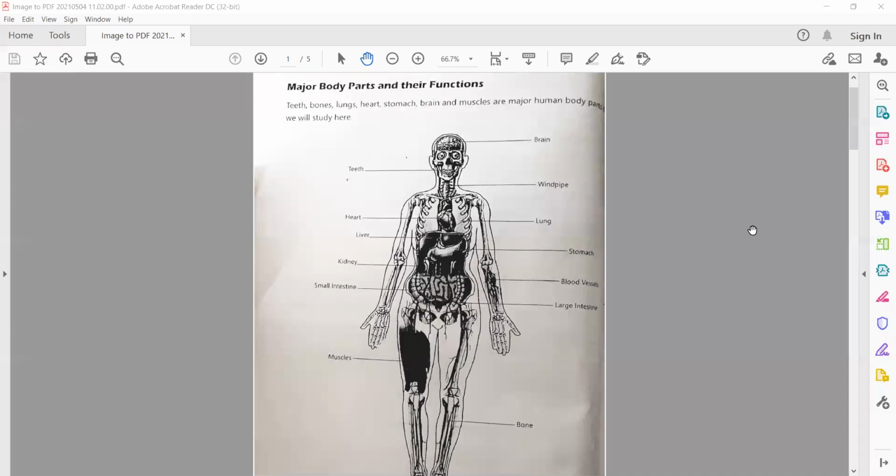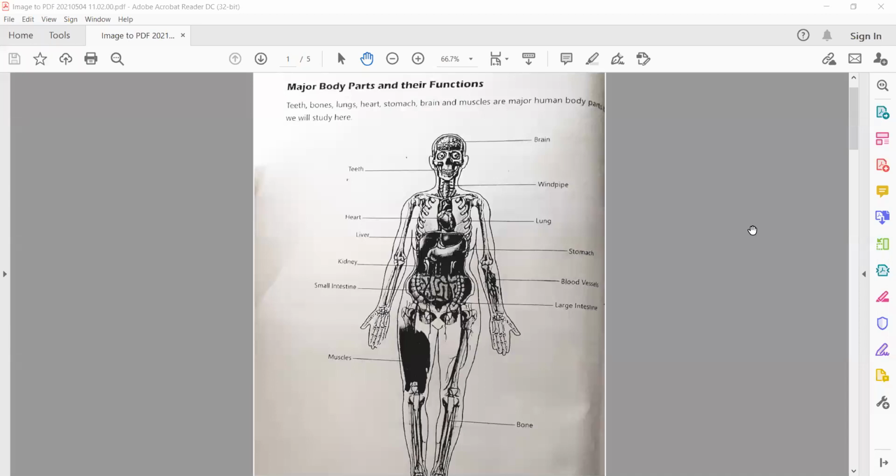Then another body part is the windpipe. The windpipe is actually the air passage from the throat to the lungs. It is a respiratory organ. The lung is also a respiratory organ. So what is the function of the lungs? The exchange of gases takes place in the lungs by contracting and relaxing. How does the exchange of gases happen? The oxygen is absorbed in the blood while the carbon dioxide is removed from the blood. So the exchange of gases takes place in the lungs.